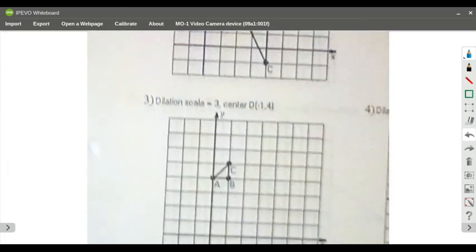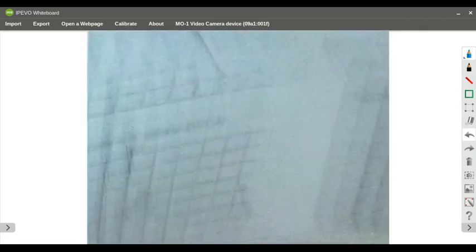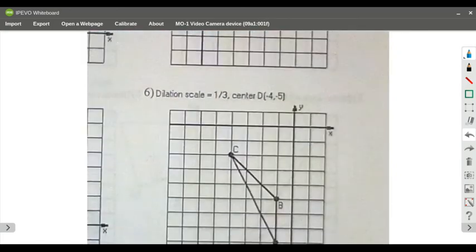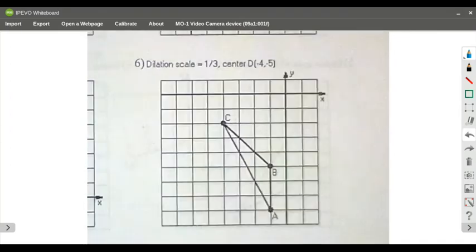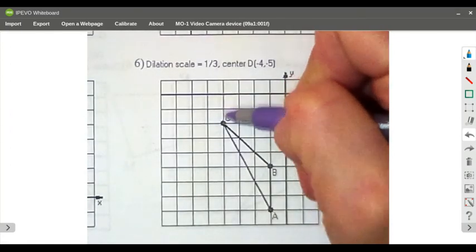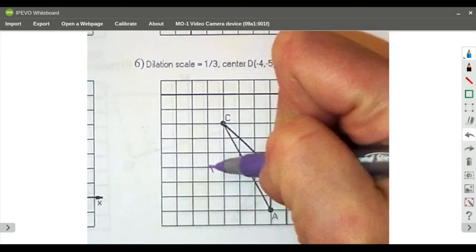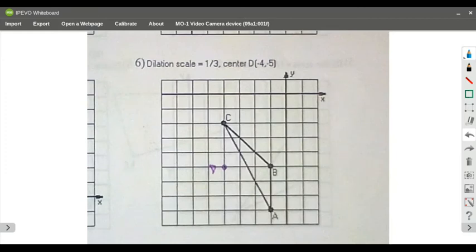Let's do another one. Let's do number 3. Or actually, I'm going to do another fraction one because I feel like those are a little bit harder. So I'm going to do number 6. Center of dilation is (-4, -5). 1, 2, 3, 4. 1, 2, 3, 4, 5. Okay, scale factor is 1/3.